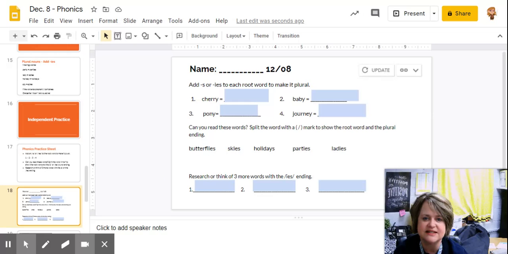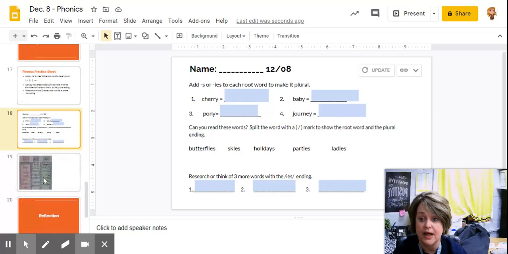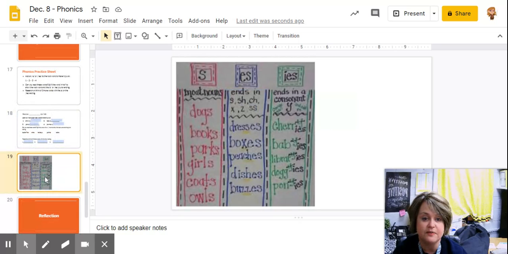So you're going to decide on cherry. Do I need it to be IES or just an S? You're going to read just these words right here and split those. And then you're going to research or use your notebook where you wrote words down to add a few more. Okay. Also, I've included the chart from yesterday just to give you a few other words where they have changed the Y to I.